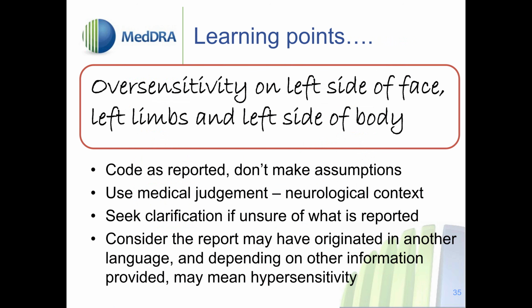I would use medical judgment, thinking, well, one side of the body probably makes me think of some neurological context. If I was unsure, you can always query if you want to. I know in drug safety you can't always get a clarification, but ideally we would if we were unsure. And I would consider that the report may have originated in another language. So depending upon the other information provided, it may have meant hypersensitivity. For example, if it had just said oversensitivity on left arm or something, I might have thought, well, do they mean hypersensitivity? Has it been badly translated? So those are some thoughts there.